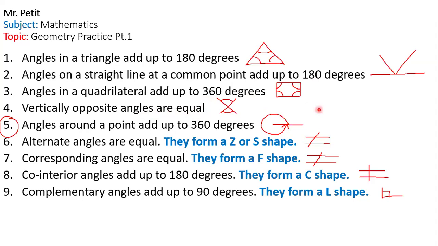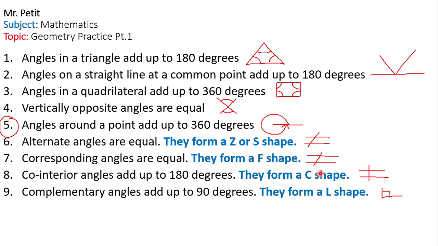And then what do we know about alternate angles? They are equal. Very good. Alternate angles are equal and they form a Z shape. And then angles on a straight line at a common point add up to 180 degrees. Complementary angles add up to 90 degrees. And what shape do they form? They form an L shape. All right, so let's go ahead and answer these questions.